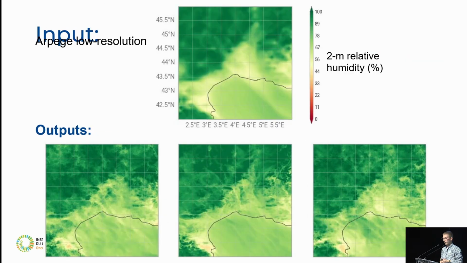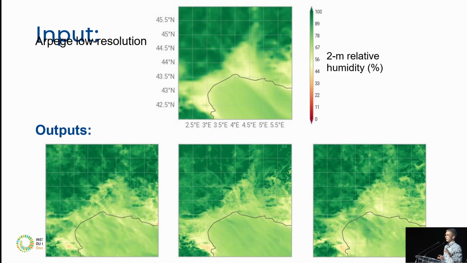And here you have a result example with the 2-meter relative humidity for one date in the test set, which is zoomed over the southeast of France. You have the Mediterranean Sea. On the top, you have the ARPEGE low resolution input. So you can see that it's blurred because it has less resolution. And at the bottom, you have 3 different snapshots.